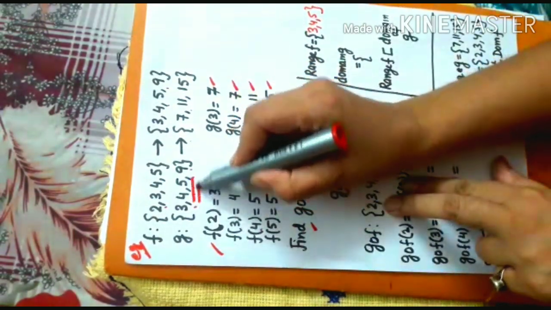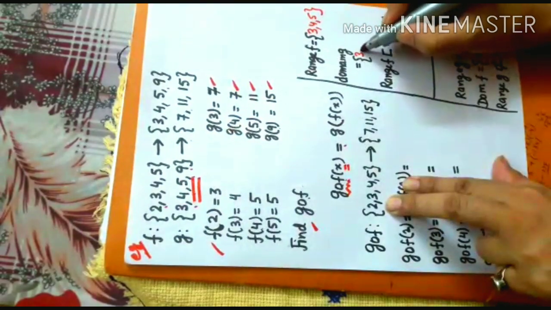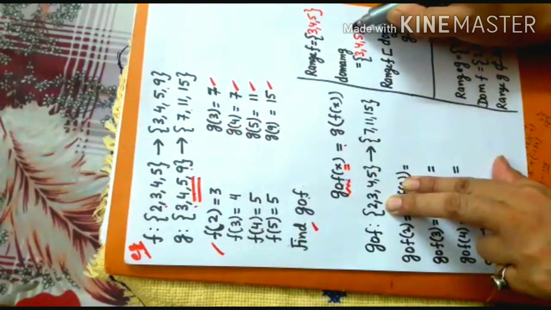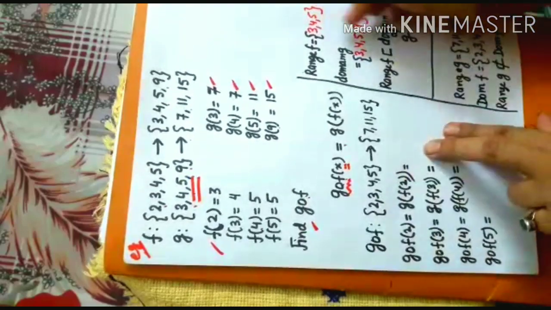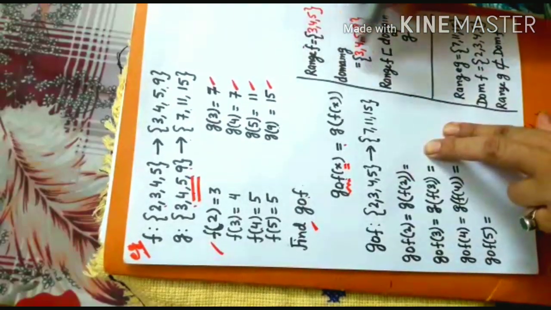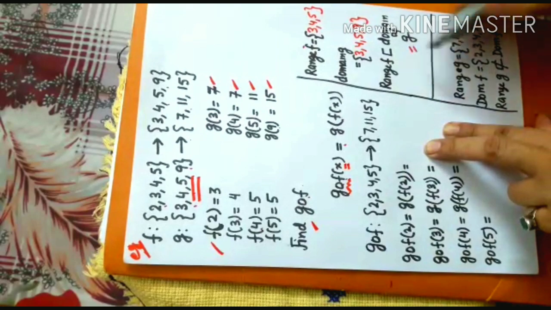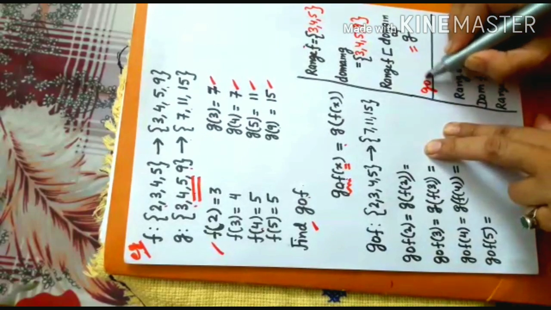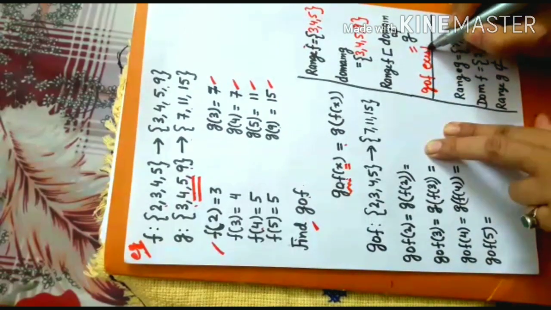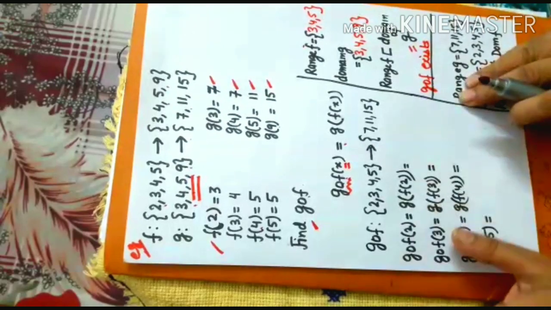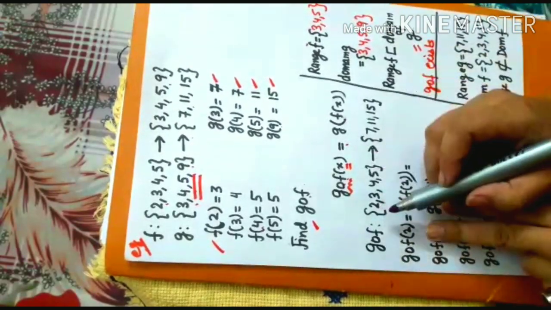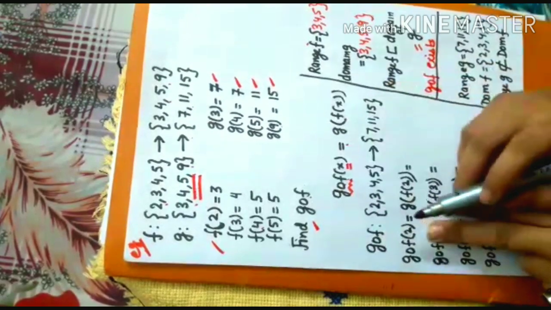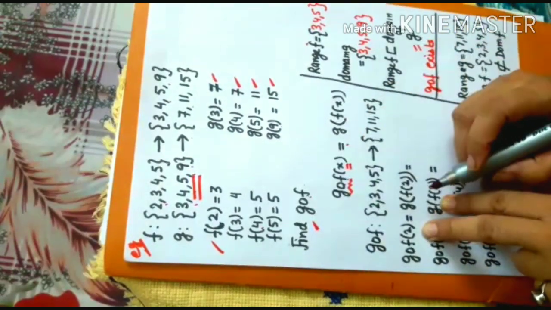Domain of the function g is this, that is set consisting of elements 3, 4, 5 and 9. And you can see that range of f is a subset of domain of g. Therefore, this function exists. Right? Now we have to decide what will be the domain and the codomain of this composition function.